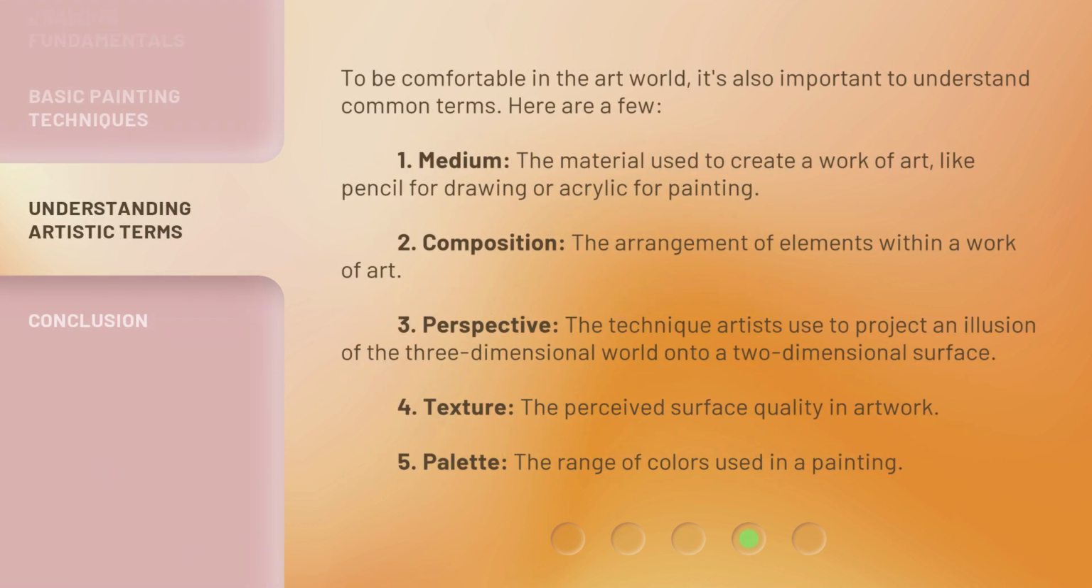To be comfortable in the art world, it's also important to understand common terms. Here are a few. 1. Medium. The material used to create a work of art, like pencil for drawing or acrylic for painting. 2. Composition. The arrangement of elements within a work of art. 3. Perspective. The technique artists use to project an illusion of the three-dimensional world onto a two-dimensional surface.